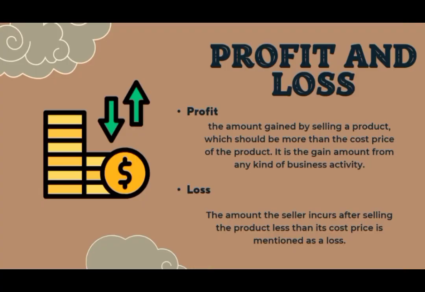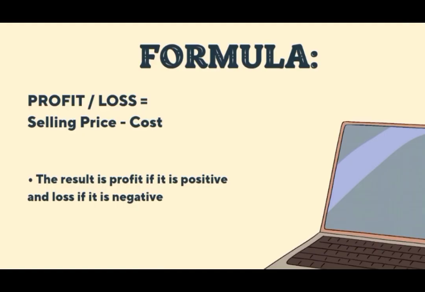What is profit? Profit is the amount gained by selling a product which should be more than the cost price of the product. It is the gain amount from any kind of business activity. Loss. The amount the seller incurs after selling the product less than its cost price is mentioned as loss. The formula on profit or loss is selling price minus the cost. Note, the result is a profit if it is positive and a loss if it is negative.